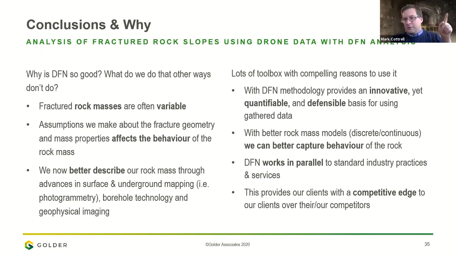Outcrop data allows us to see the trace length, and using the trace length data, we can help define the size distribution of the fractures. So if we're seeing different trace lengths for different fracture sets, we can characterize each of those sets with its own individual size model. If you have a seismic survey where you see fault lengths, where you see fault traces on your survey, you can use that seismic survey to help constrain the size models of the fractures.